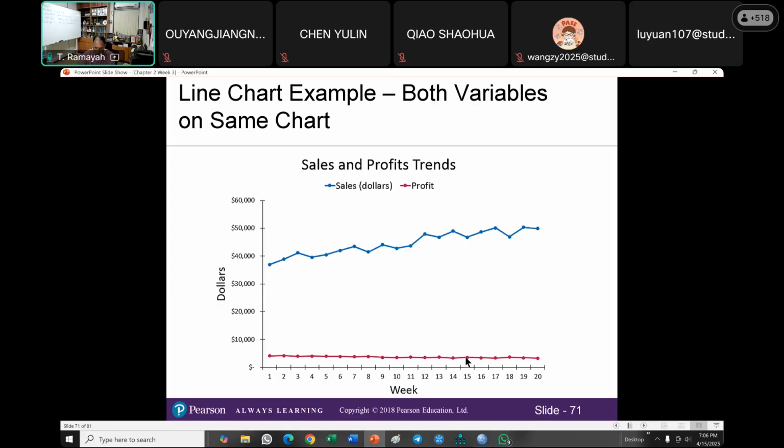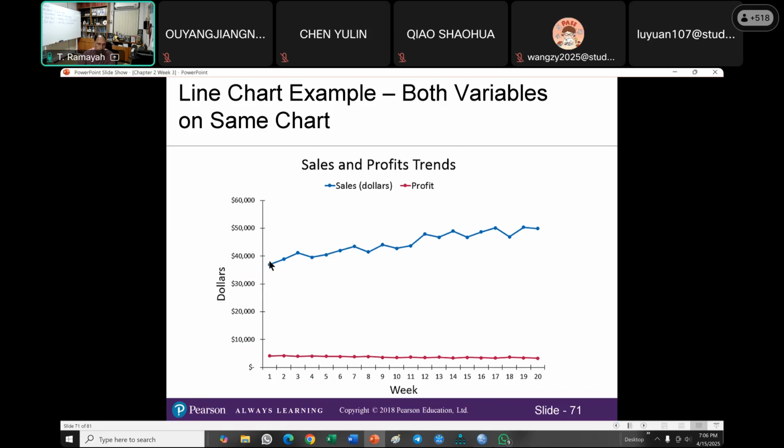We can actually do them like a line chart like this. If you do them in a line chart for both the sales dollars and profit, you see the profit line is straight, right? It looks very straight, no increase, no decrease. But for sales, it's increasing because the numbers are larger.